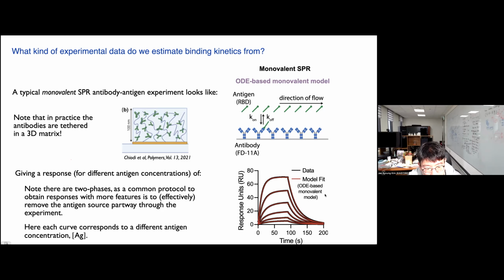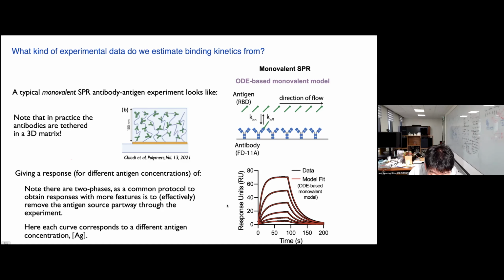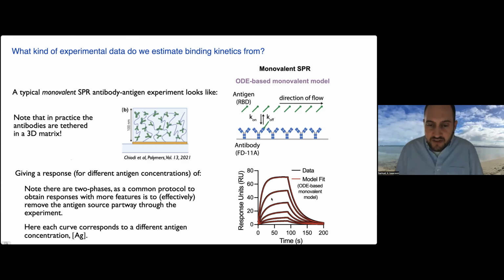The reason they do the experiment with many different antigen concentrations, and with two phases, is to give the curves more features for when you do fitting. It makes it easier to do parameter estimation if the curves have more features in them. That's the main reason they do it like this. So that's a typical set of experimental data.